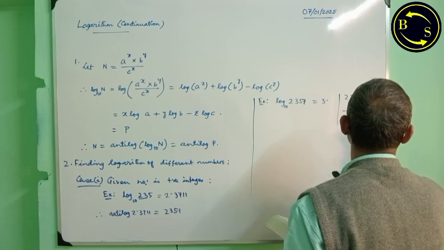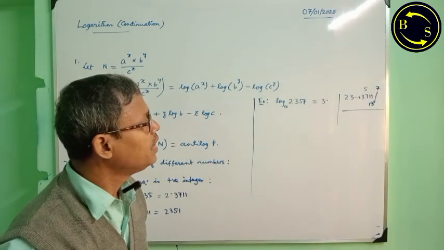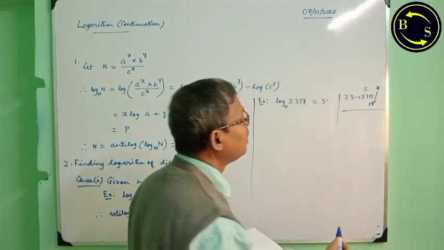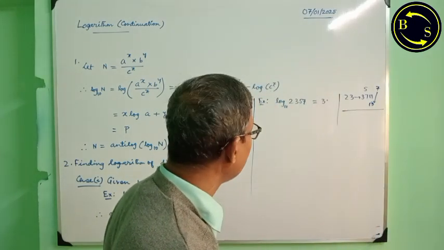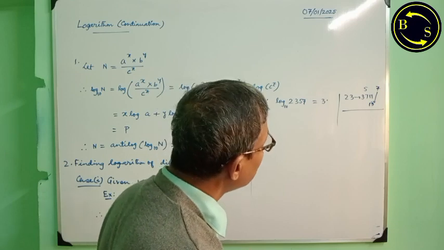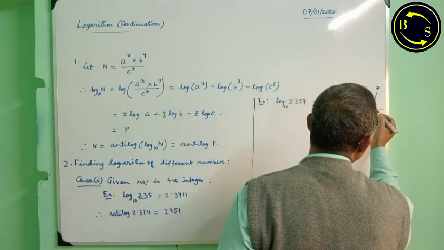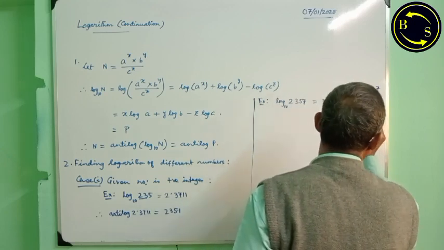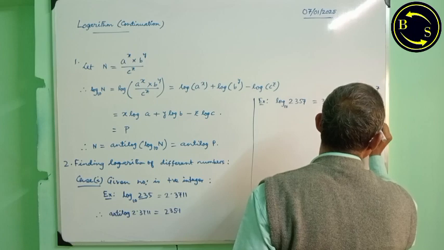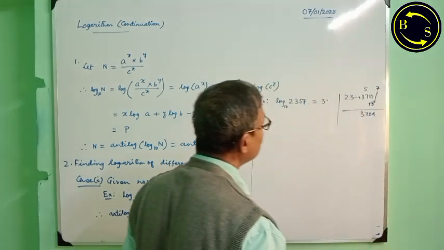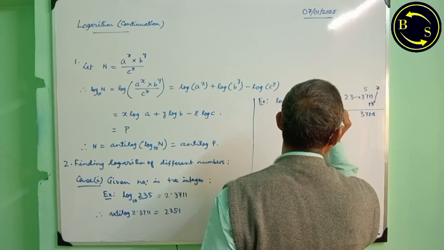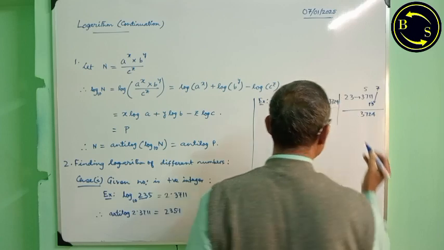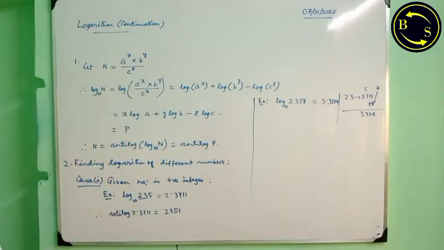From the mean difference table, we find that at the row headed by 23 and mean difference 7, there is 13. This 13 is to be added with this 3711, so that we get 3724. Therefore, the mantissa part will be 3724.